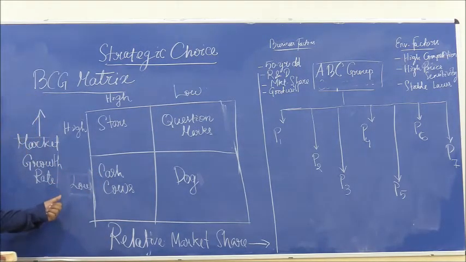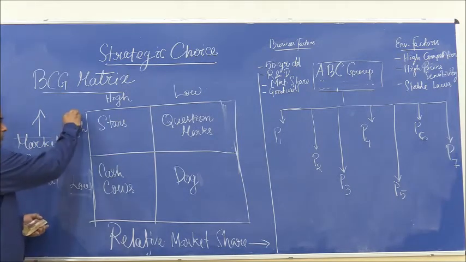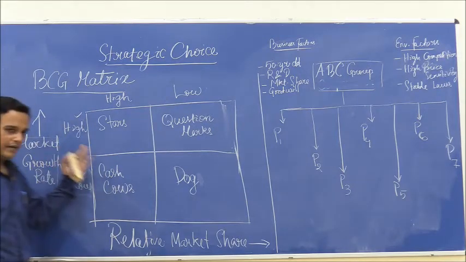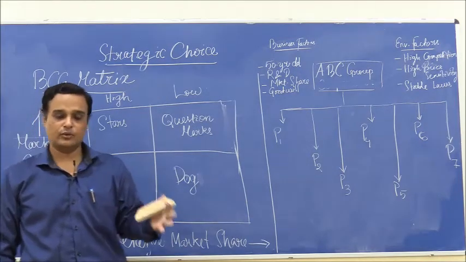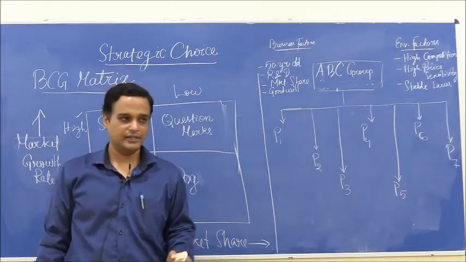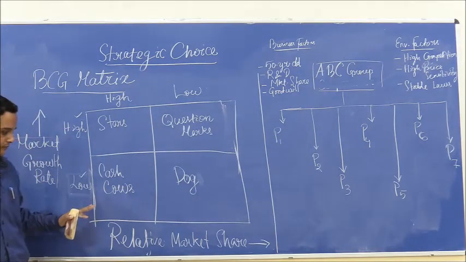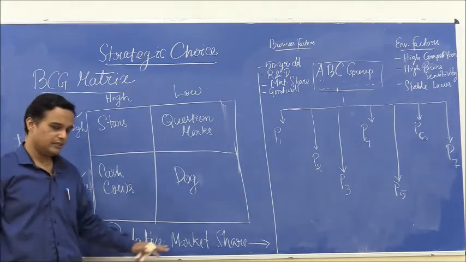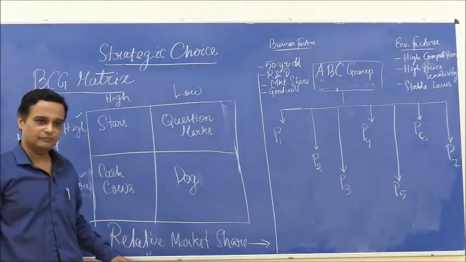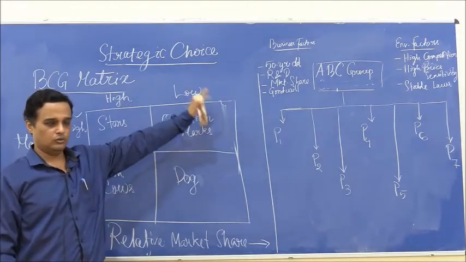One is the market growth rate, which can be high or low. I mean, a market could be a very fast growing market or a very slow growing market or not at all growing. So, a high growth market or a low growth market, and the other axis is represented by relative market share. Relative market share could again be high or low.